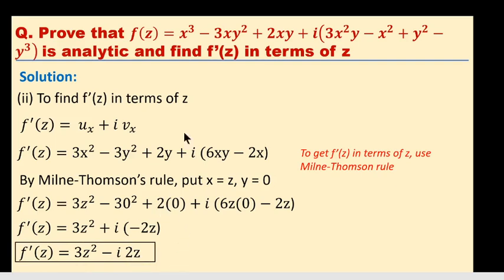Similarly, we can also be asked to find f of z in terms of z. In this question it is not asked, but in case if that is asked, all we have to do is use Milne-Thomson's rule to f of z. That is, take this function f of z and in this put x equal to z and y equal to 0. But again, do this only if it is asked in the question.